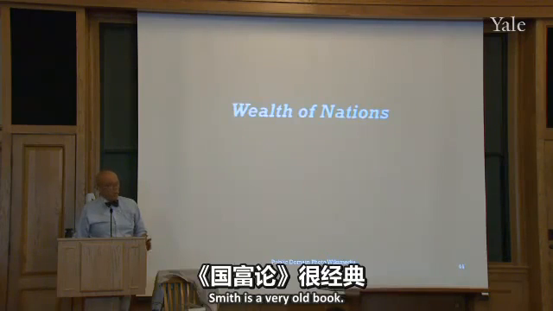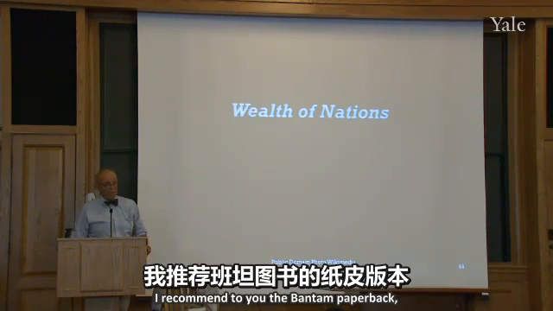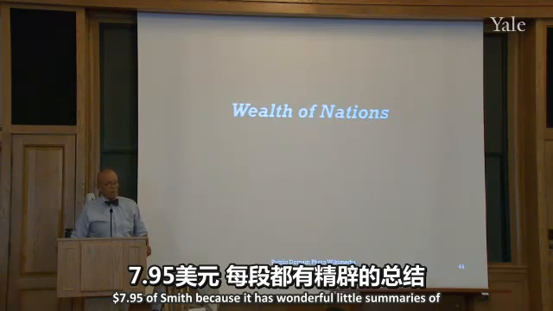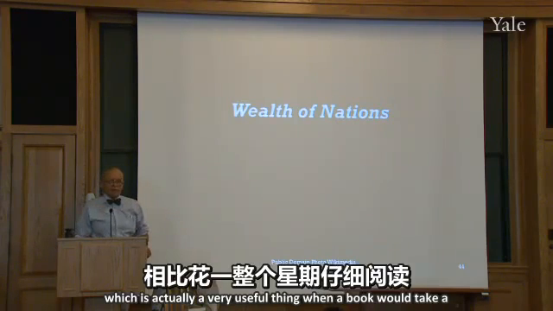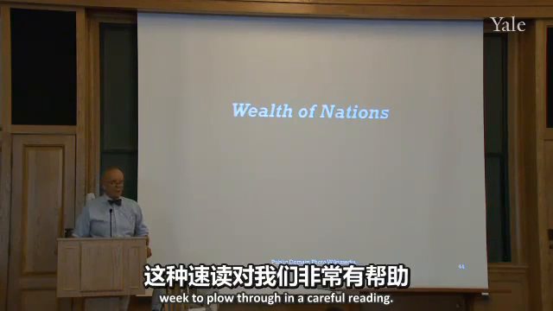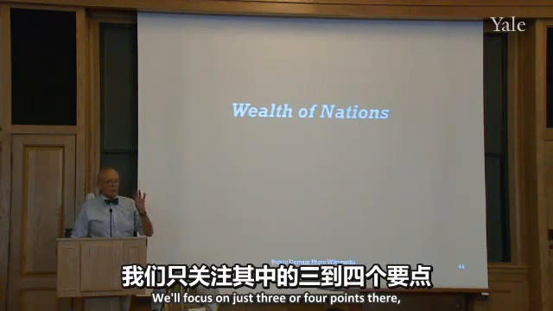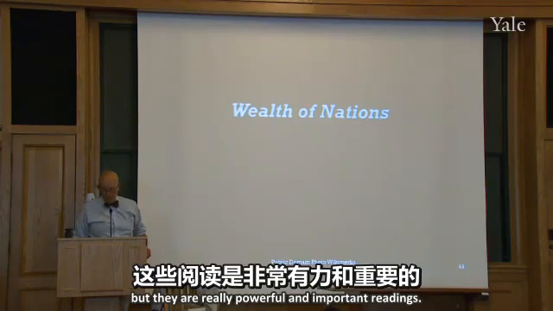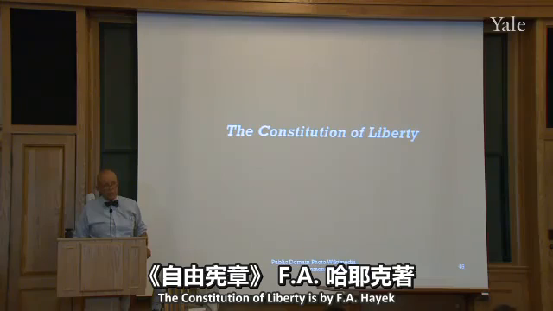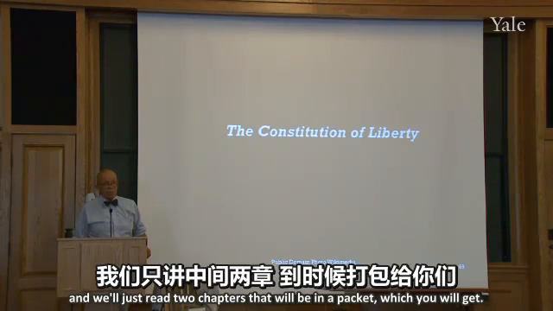Smith is a very long book. I recommend to you the Bantam paperback, $7.95, of Smith, because it has wonderful little summaries of each paragraph in italics, which allows speed reading, which is actually a very useful thing when a book would take a week to plow through in a careful reading. And we'll focus on just 3 or 4 arguments in Smith, but they are really powerful and important arguments. The Constitution of Liberty is by F.A. Hayek, and we'll just read 2 chapters. They'll be in a packet, which you'll get.